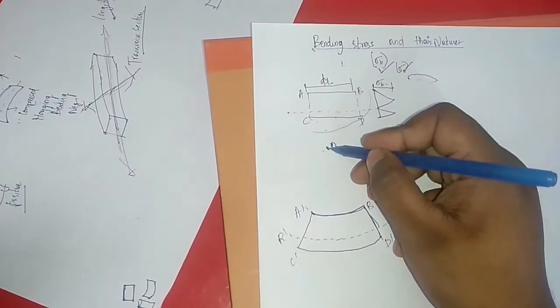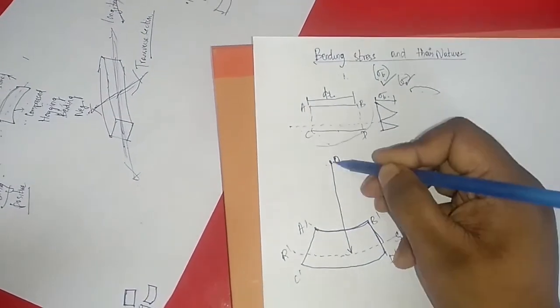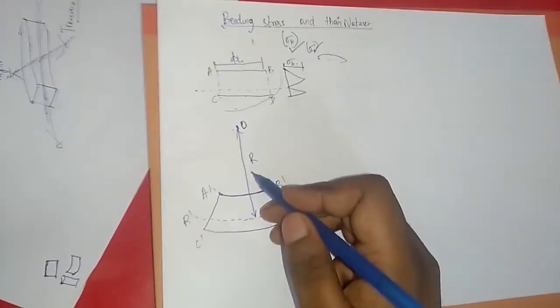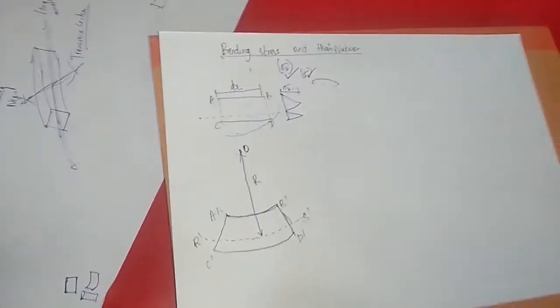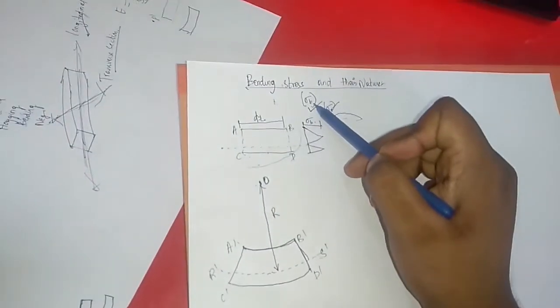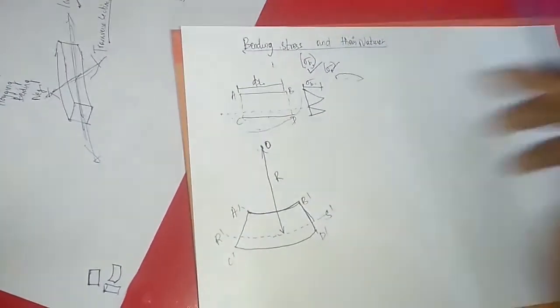So the distance between this point O to this neutral axis R' S' will be R. I'm going to take it as R. Please listen carefully, very simple. This equation, we are going to find the equation for bending stress. This equation is very important to solve every problem in your unit number 5.